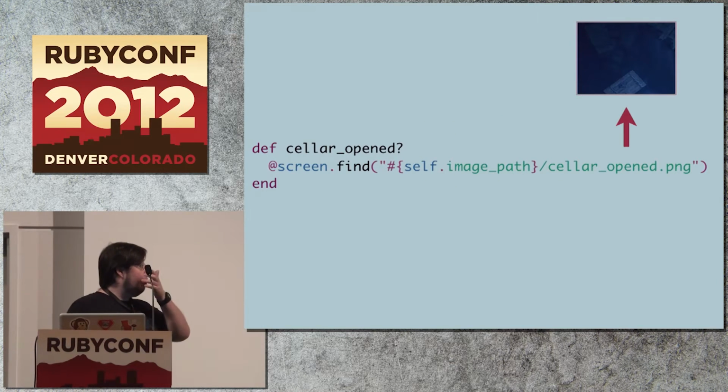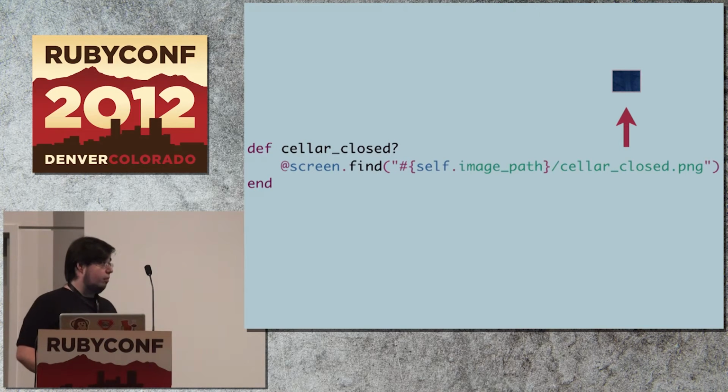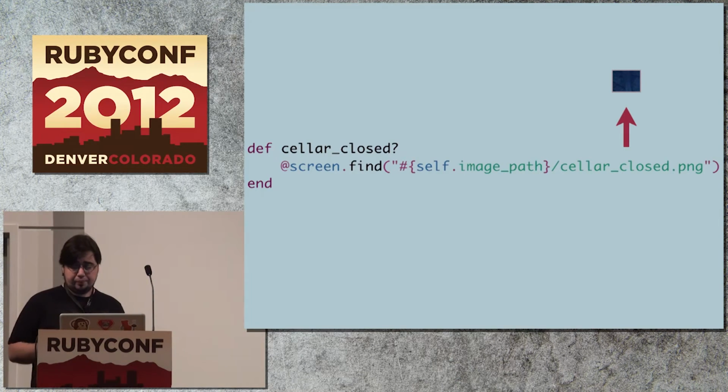I have this method here, cellar open, and it basically checks the screen for that specific image. If Sikuli can find something that looks like the open door of the cellar, it's going to return true. Otherwise, it's going to return false. I also created another helper method called cellar closed, and it's basically the same thing. It tries to find the closed wooden door.